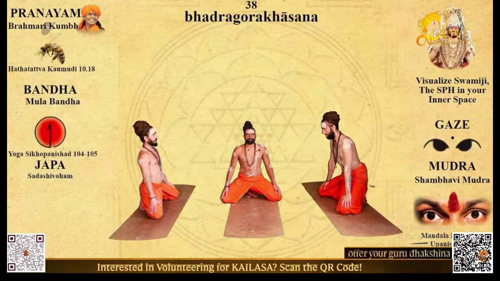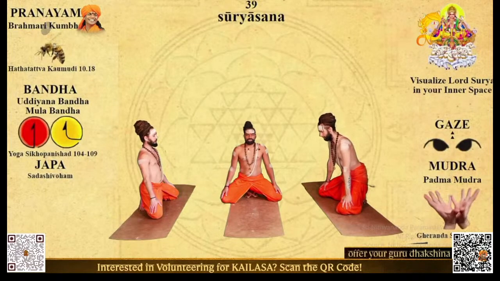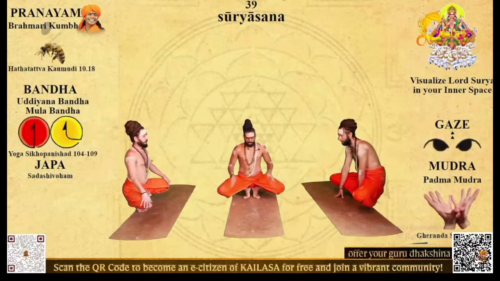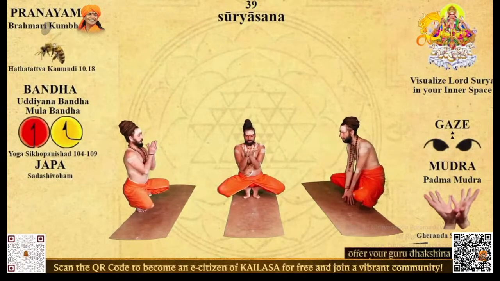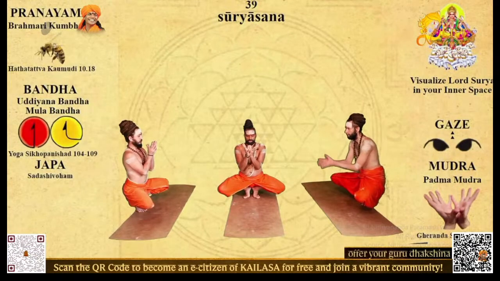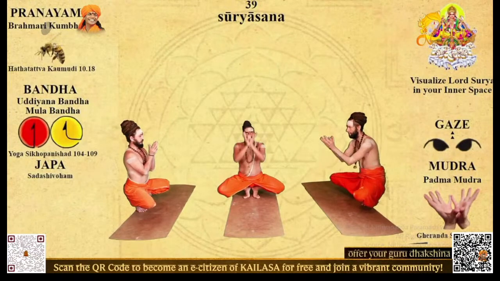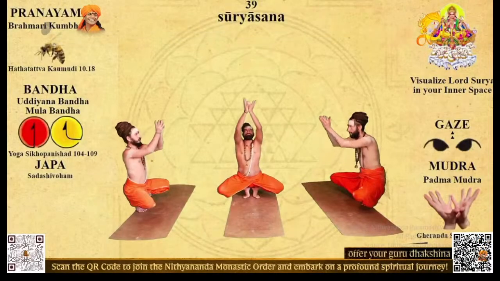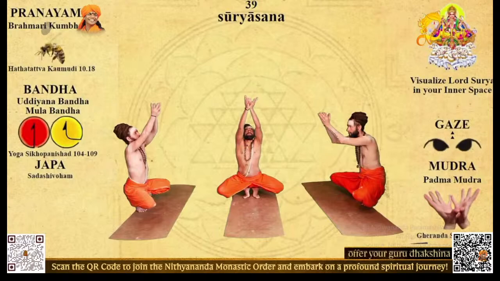Now the next asana is Suryasana. Now with the soles of the feet together, knees apart, lift the knees off the ground. Bring both the hands together, little fingers and thumbs together, fingers wide apart. This is Padma Mudra. Raise it above the head. Gaze through the gap between the hands. Visualize Lord Surya in your space as you keep performing Bhramari Pranayama.